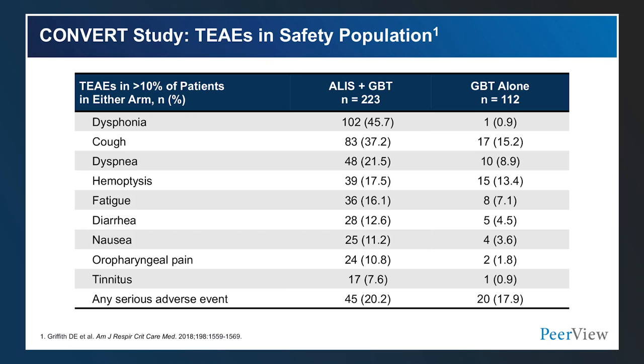And then you can see some patients also experience hemoptysis, fatigue, diarrhea, nausea, oropharyngeal pain, and some patients also experiencing tinnitus, which we can see associated with aminoglycoside therapy, although much less likely when receiving an inhaled therapeutic such as ALIS.